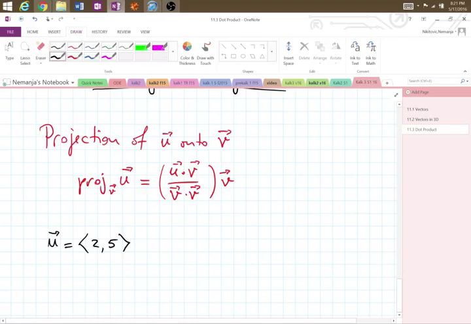U is 2, 5. And V is 1, negative 3. All right, let's project.